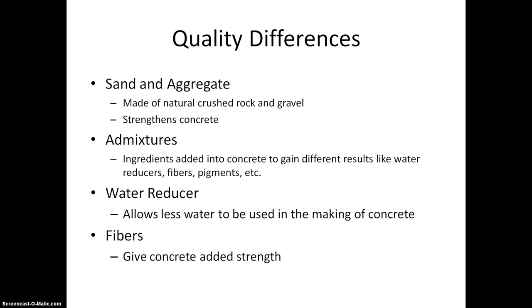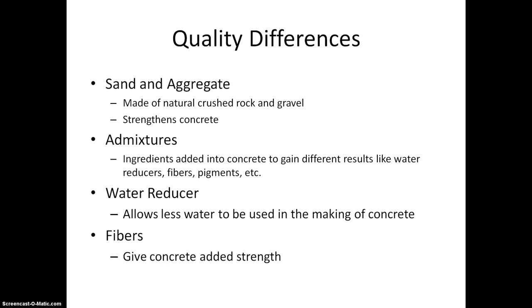All right, then we have sand and aggregate. This is made of natural crushed rock and gravel, which strengthens the concrete. Next, we have admixtures, which are ingredients added into concrete to gain different results like water reducers, fibers, pigments. We talked about that in the vocab. It's just stuff to give the concrete different properties if you need different things for different temperatures, for example.